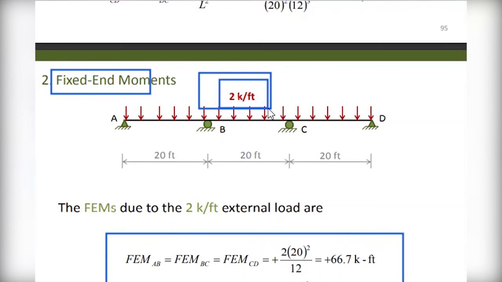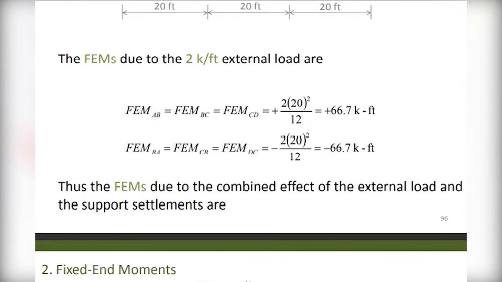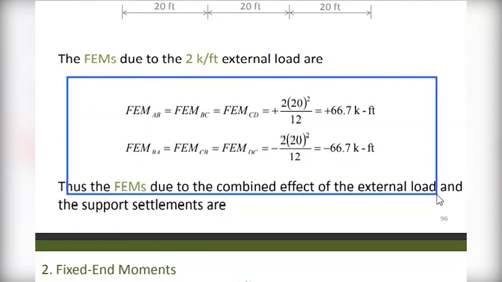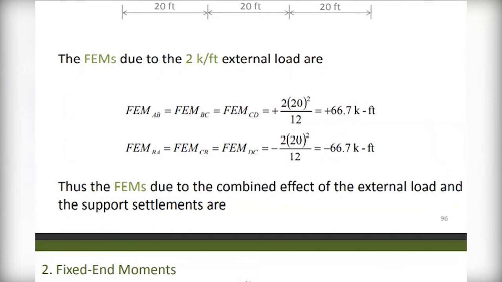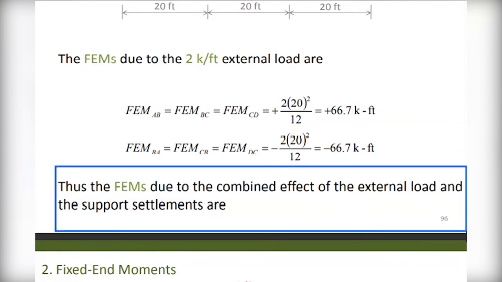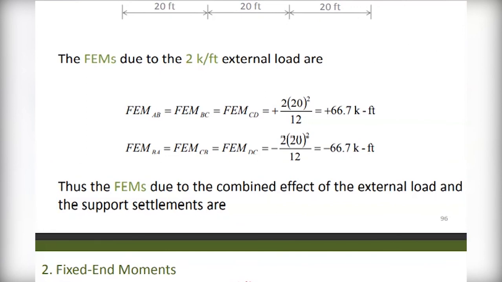This is uniform load, so it is W times L square, the span, over 12. This is also a positive value. So find it for each member as the normal procedure. Then you can calculate the fixed end moment due to external load, the uniform distributed load. After having your value, you can combine the effect of external load and the displacement, which is due to settlement.